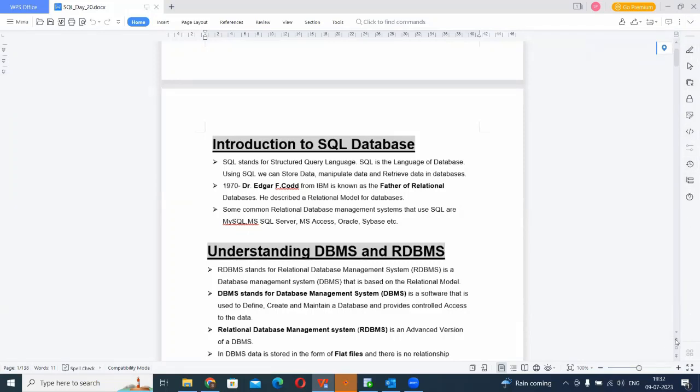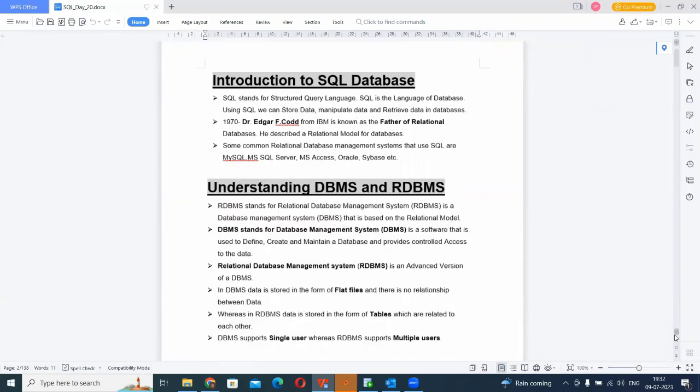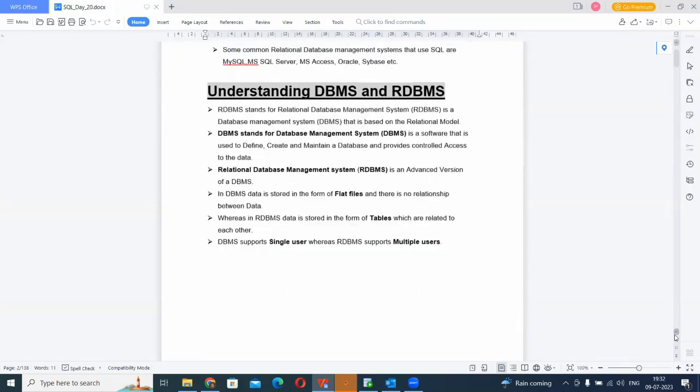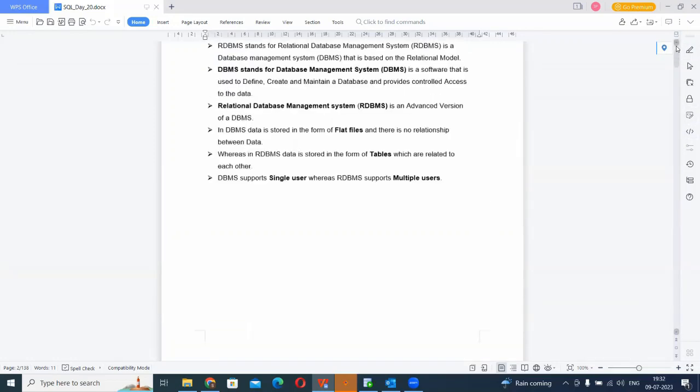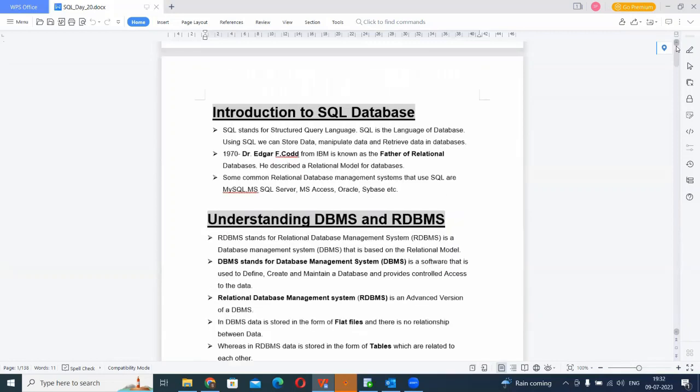So guys, introduction to this SQL database. SQL stands for Structured Query Language. It is the language of database. Using SQL, we can store the data, we can manipulate the data, and we can retrieve data in databases.